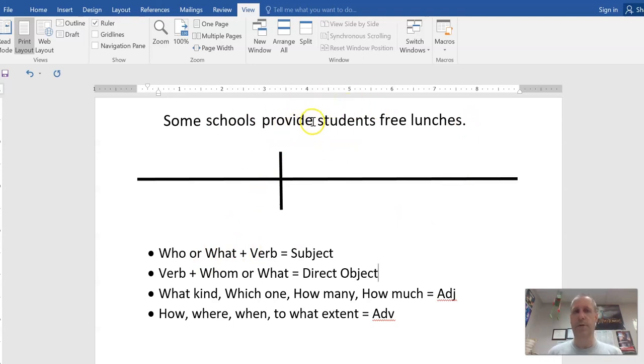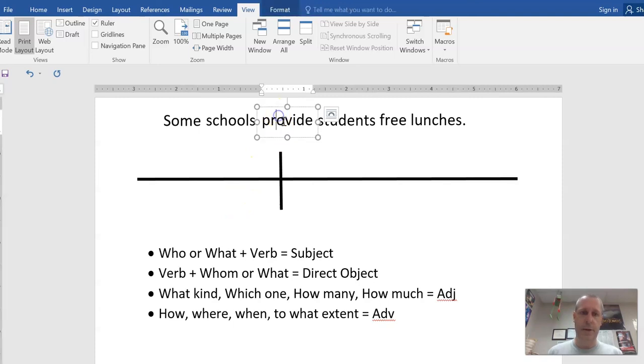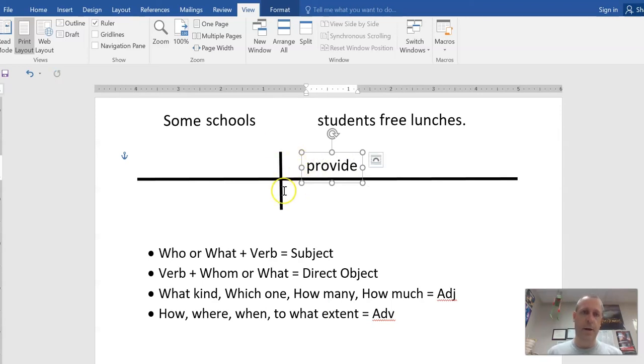So I'm going to start with the verb. What action's happening? Well, providing is my action. So I always want to start with that verb. I'm going to take provide and bring that down into this spot. Remember, just to the right of that center line is where you put your verb phrase. Then I'm going to work from the verb always to build the rest of the sentence.